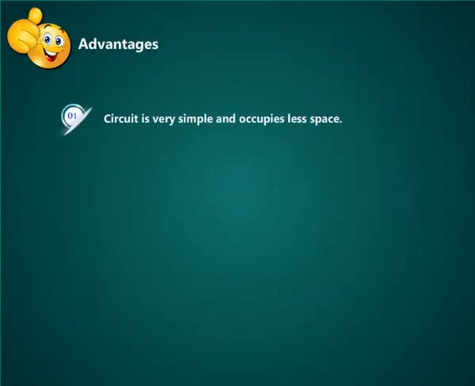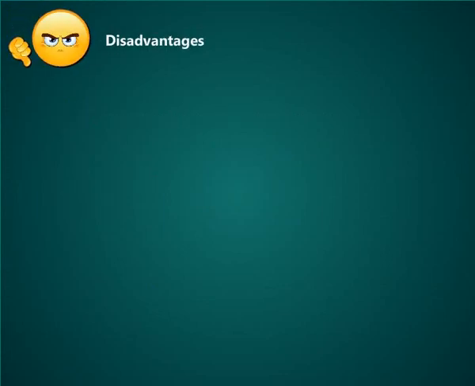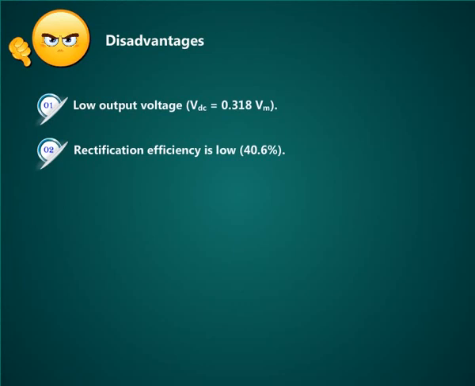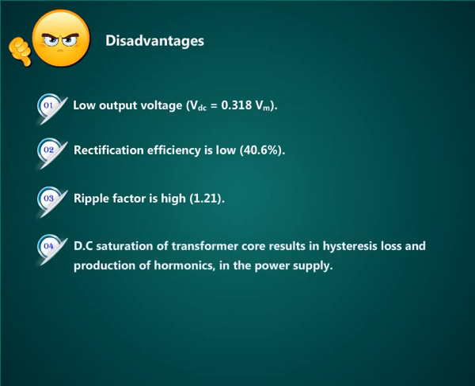Advantages. Circuit is very simple and occupies less space. Less cost. Disadvantages. Low output voltage: VDC is equal to 0.318 Vm. Rectification efficiency is low, 40.6%. Ripple factor is high, 1.21. DC saturation of transformer core results in hysteresis loss and production of harmonics in the power supply. Suitable only for very low power applications.